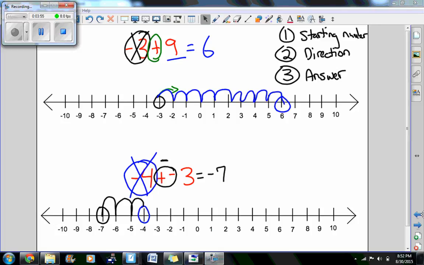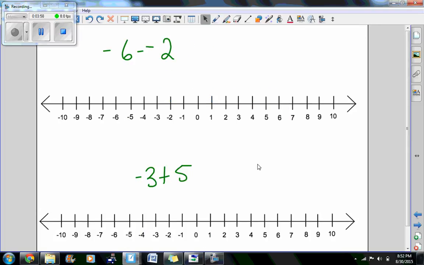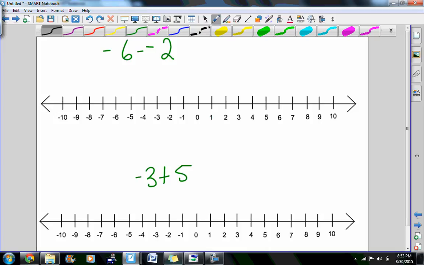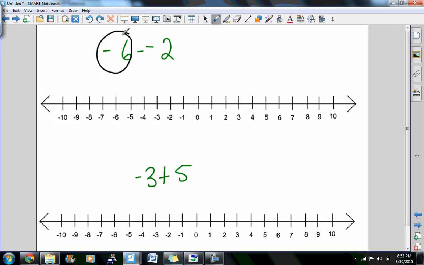I want you to do these 2 problems on your own, and then I'm going to put up the solution at the end. So for this problem, step number 1, our starting point is -6. I then want to notice that the 2 numbers in the middle are both negative. A negative number fights a negative number. They beat each other up and they become a positive, which means I'm going to go to the right 2.